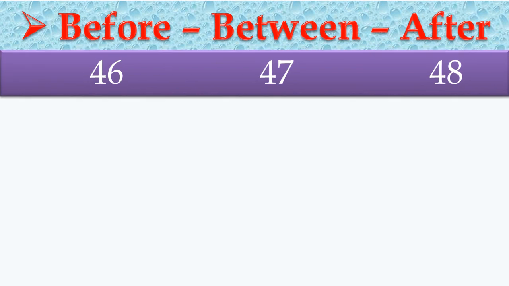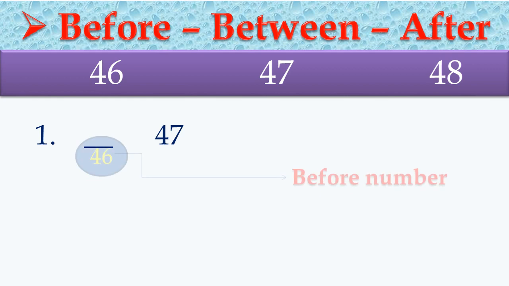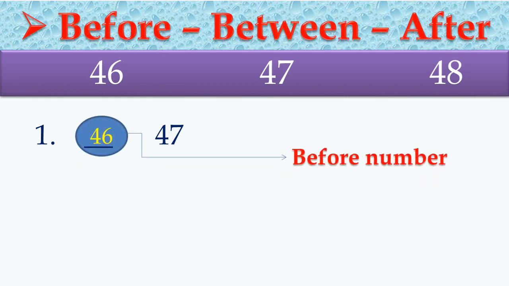Our first section is before, between and after numbers. See the numbers. There are three numbers: 46, 47 and 48. Before means which comes in front of. If we want to find the before number, we count backwards. See the first question. Which number comes before 47? Just count with me. Let's start the backward counting. 48, 47, 46. The number 46 comes before 47.